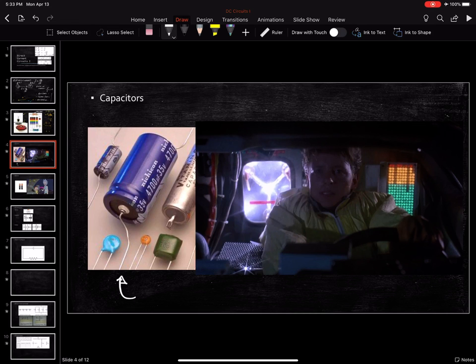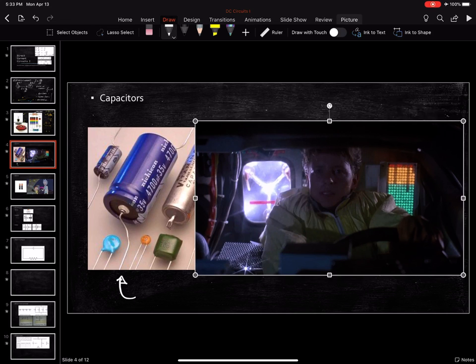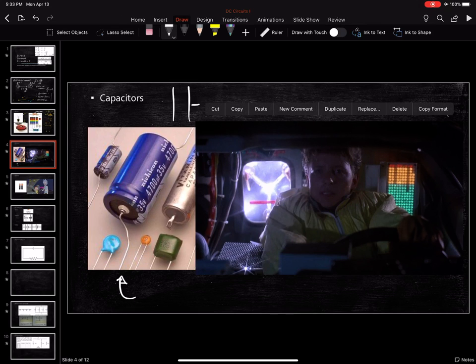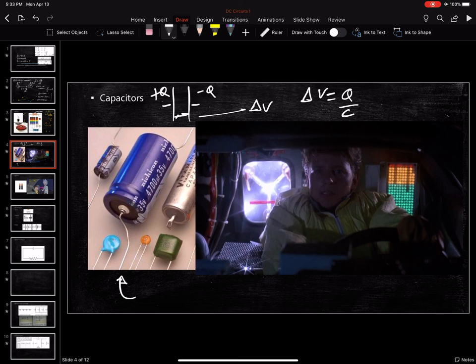Remember, a capacitor, one example of it was a couple of parallel plates connected by a wire where you have some positive Q on one plate and some negative Q on the other plate so that there's a voltage between the two. Okay, there's some delta V. And that delta V is equal to Q over C, where C is the capacitance. And in the case of a parallel plate capacitor, this was epsilon naught A over D.